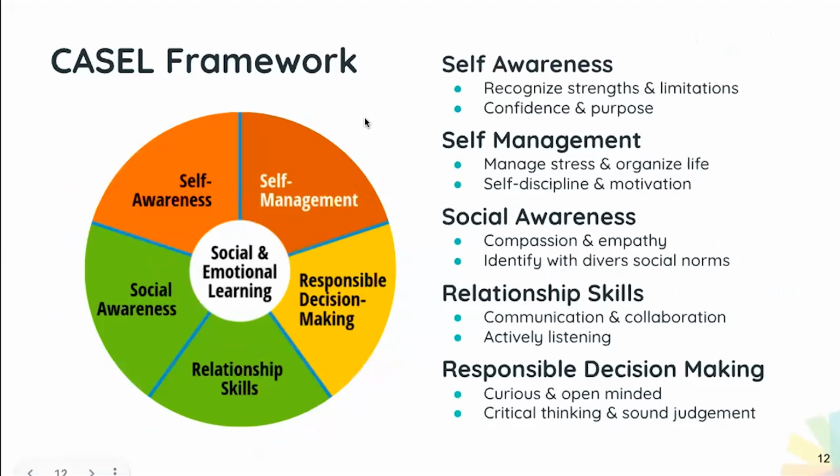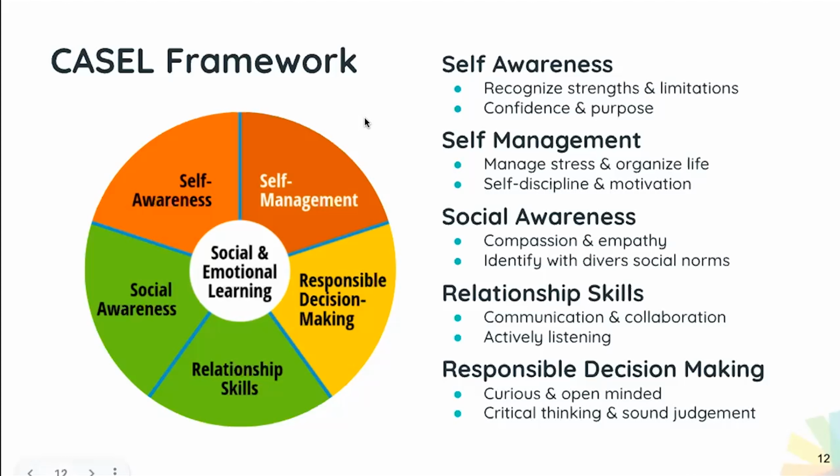The third skill is social awareness, having that compassion and that empathy. The most important thing, I think, is identifying with the diverse social norms. I love to give this example because it cracks me up. I had a student in class who belched during snack time, and a student next to him barked to me, "That's not polite. You shouldn't be doing that." And his response was, "Well, I do it all the time at home." So being able to identify when it's okay to do something and when it's not okay to do something. I just love that story.